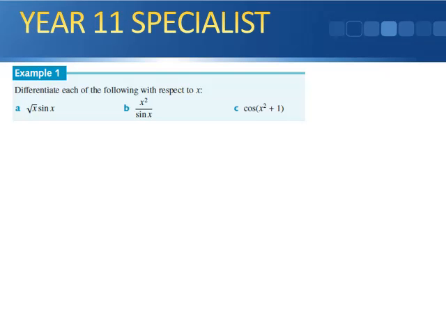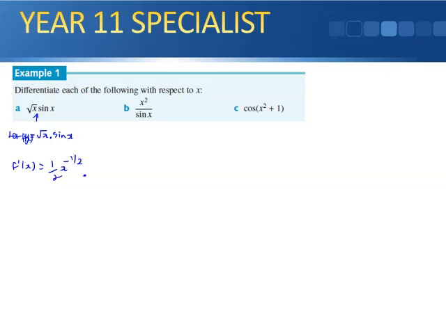Example 1, differentiate each of the following with respect to x. So I'll do this one properly at the moment. This is a times in the middle, so we're going to use the product rule, but we'll first better say let y equals the square root of x times sine of x. You can put the dot there for the times, you can put a times, it's up to you. Then we're going to do y, I'll change it to f of x, then f dash of x. So that's x to a half. Differentiating that, I get a half x to the minus a half.